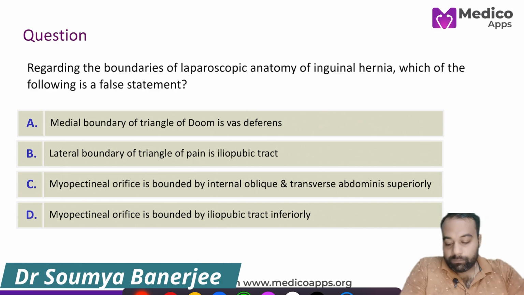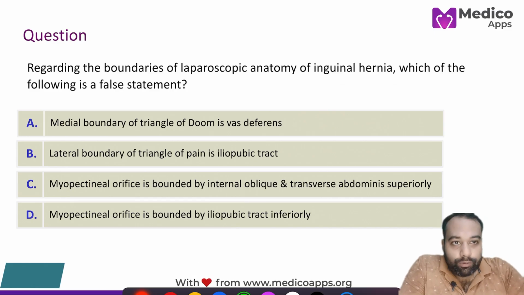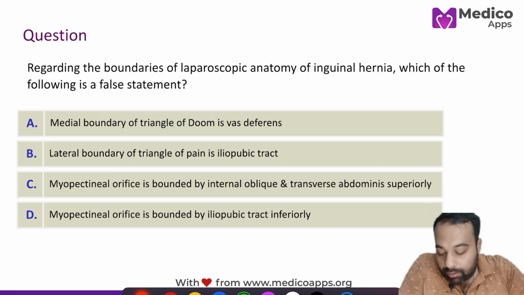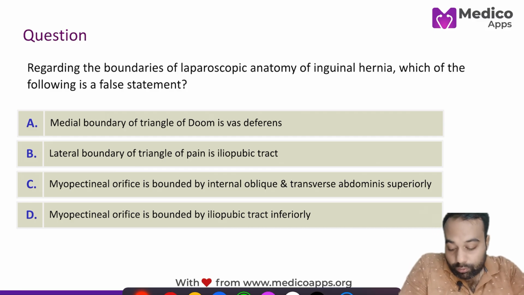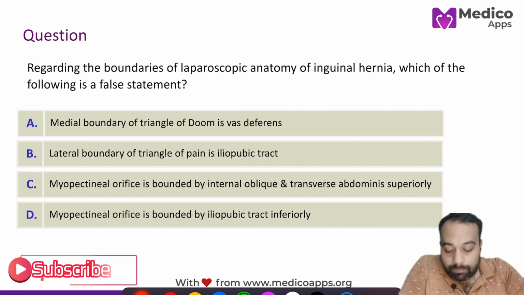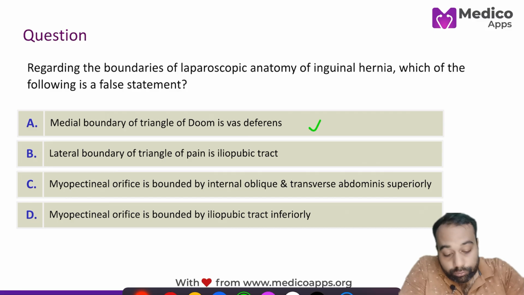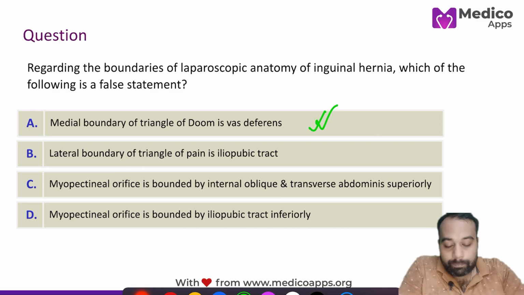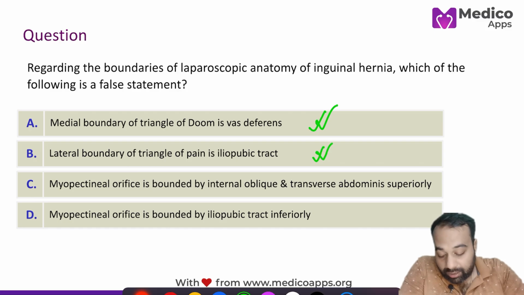Now let's come back to the question. Regarding the boundaries of the laparoscopic anatomy of the inguinal hernia, which of the following is a false statement? Please try to answer that. Your option is saying that the medial boundary of the triangle of doom is basically formed by the vas deferens. It is a true statement. Then comes the lateral boundary of the triangle of pain, which is basically formed by the iliopubic tract. Yes, again a true statement.